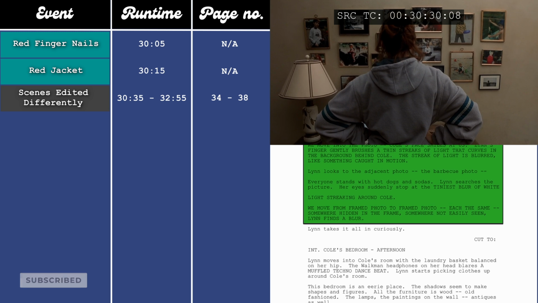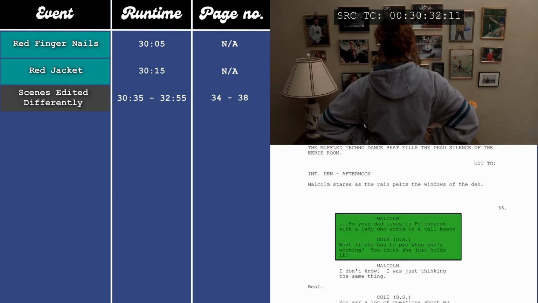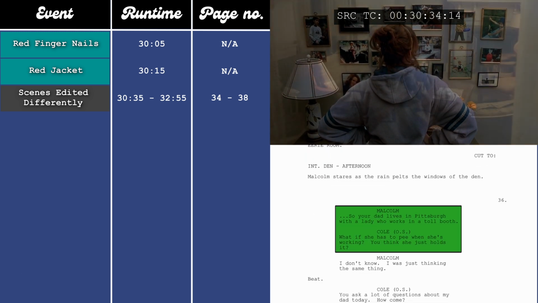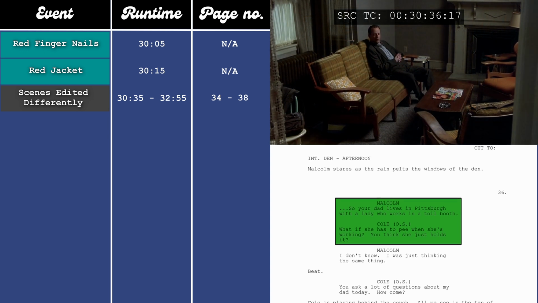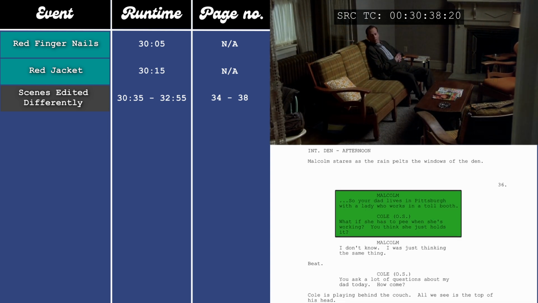So I'll jump ahead in the script. So your dad lives in Pittsburgh with a lady that works in a toll booth. What if she has to pee when she's working?